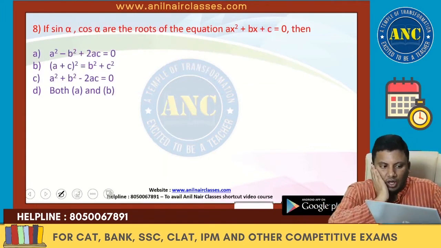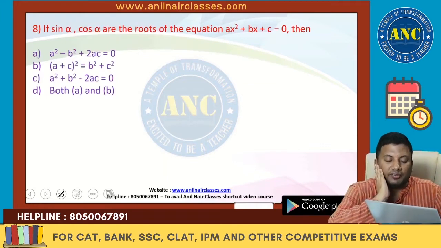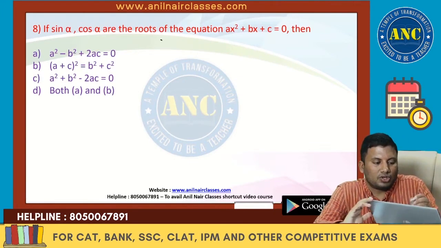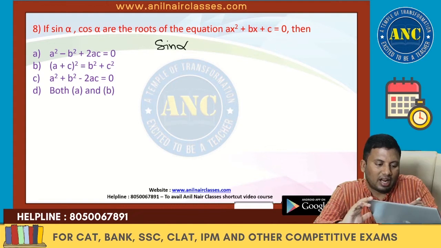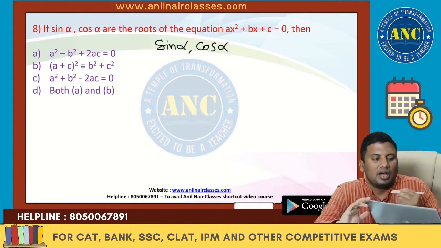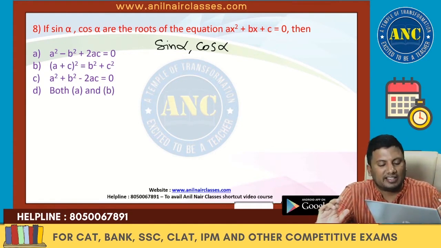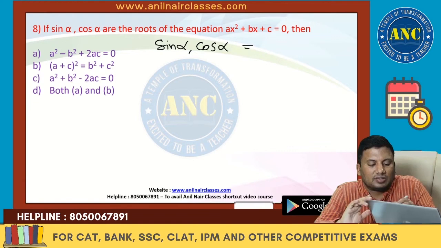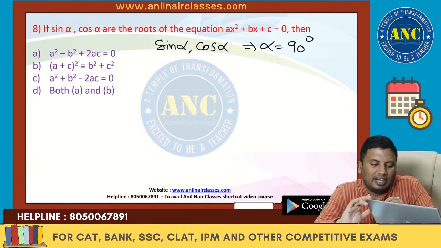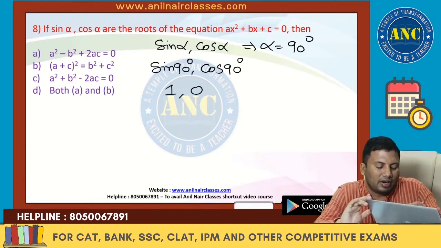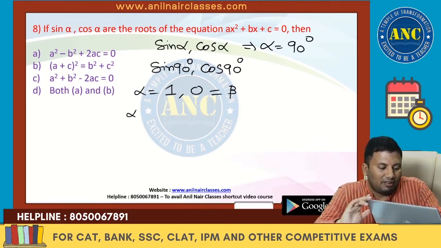Next one. If sin alpha, cos alpha are the roots of the equation, that means sin alpha and cos alpha are the roots of this equation. Alpha, these are the identities. Identity means any value will satisfy it. Make alpha equivalent to 90 degrees. That means what are the roots of the equation? Sin 90 degrees and cos 90 degrees, which is nothing but 1 and 0. Alpha is nothing but 1, beta is nothing but 0. So, alpha plus beta is nothing but minus b by a.